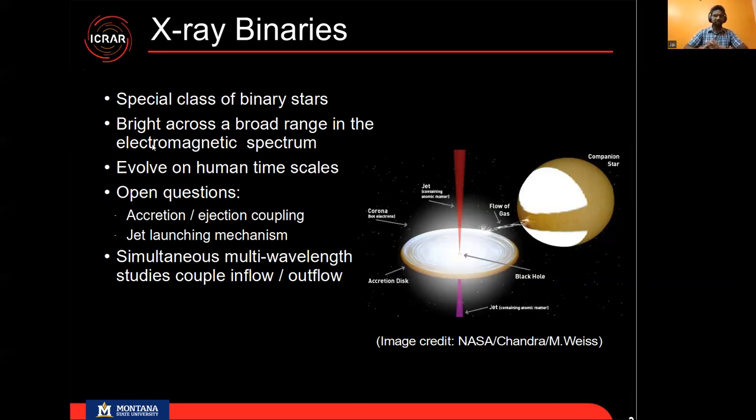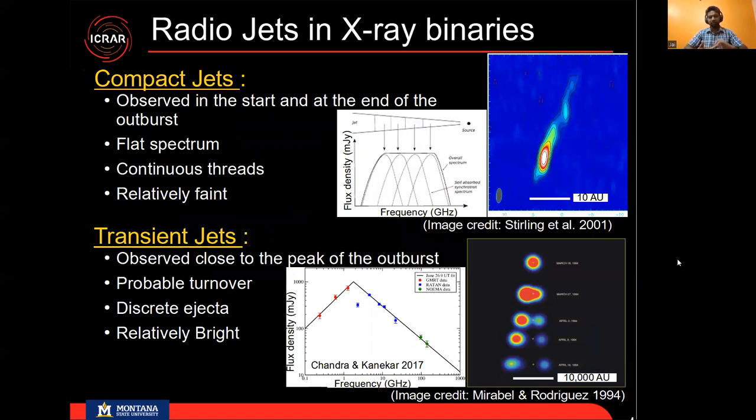So these systems showed two different types of radio jets over the course of their outburst. First is the compact jets, which are observed in an outburst at the start and end. These jets are self-absorbed, having a flat spectrum. And when you look at these jets in high resolution imaging, you will see them as continuous threads. And they are relatively faint.